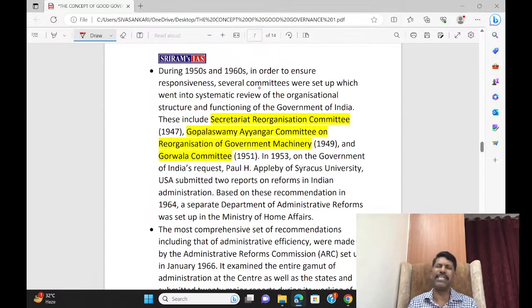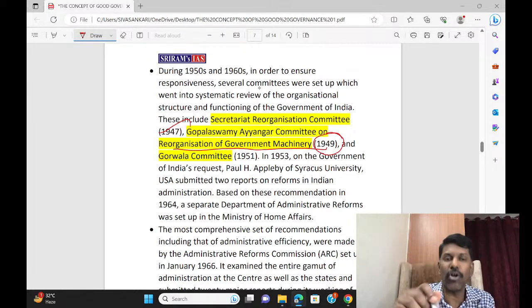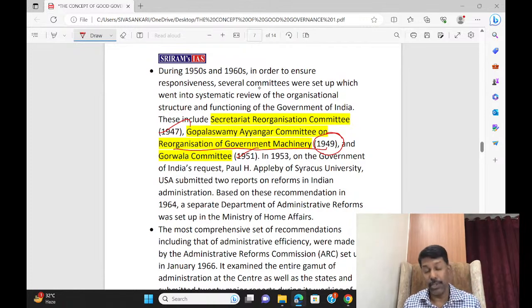So in this perspective, various committees and commissions also talk about it. It's not only the Chagla Committee; the Secretariat Reorganization Committee of 1947 first talked about this idea. The Gopalaswami Iyengar Committee on Reorganization of Government Machinery in 1949 also talked about this idea. Then the Gorwala Committee in 1951. And apart from this, Mr. Paul Appleby from the USA came to India and made a lot of recommendations to the Government of India to strengthen the good governance mechanism. Among them were the creation of a separate Department of Administrative Reform, the creation of an Administrative Reform Commission, and the necessity of the Indian Institute of Public Administration. This is the best example of how, not only after the 1990s but even before, India had practices of a good governance mechanism.